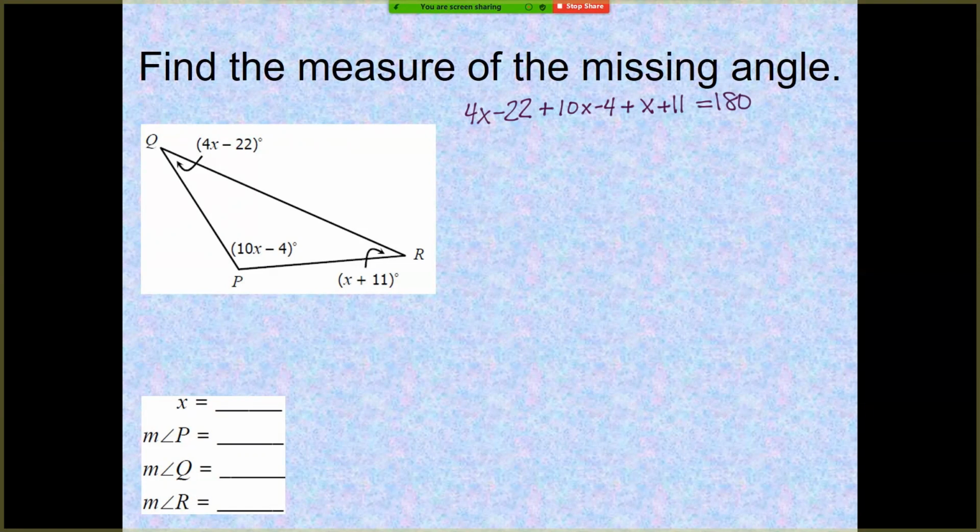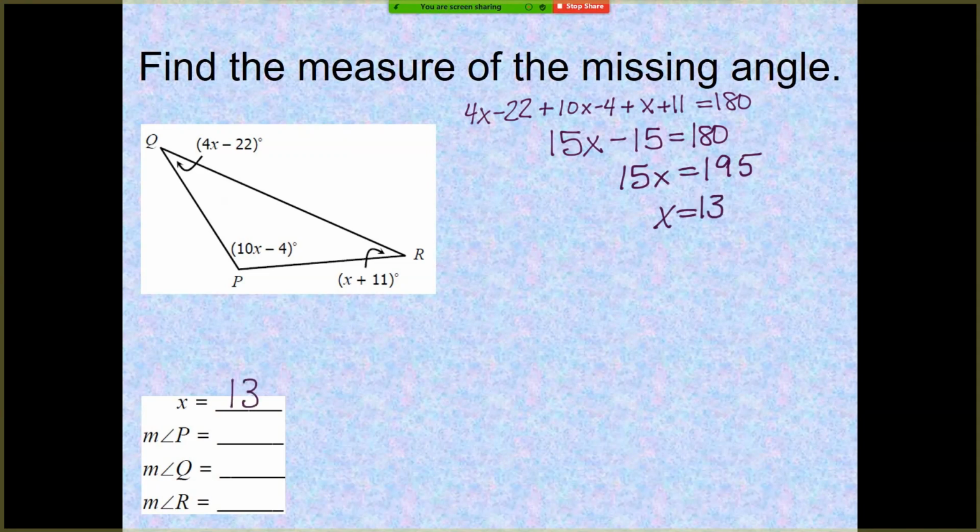Again, I'm going to make my life easier. Just go through and combine like terms. 4x plus 10x plus x is 15x. Negative 22 minus 4 plus 11 equals negative 15. Still equals 180. At this point, I'm going to add 15 to both sides. So 15x equals 195. Beside it, divide both sides by 15 to get x equals 13.